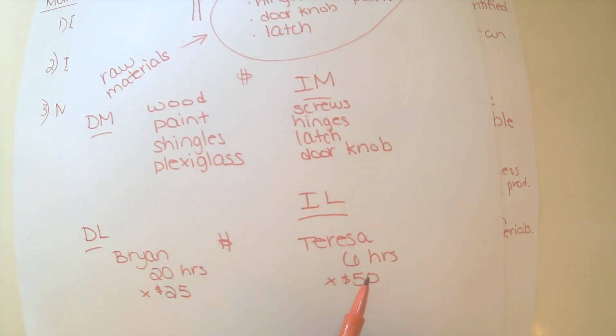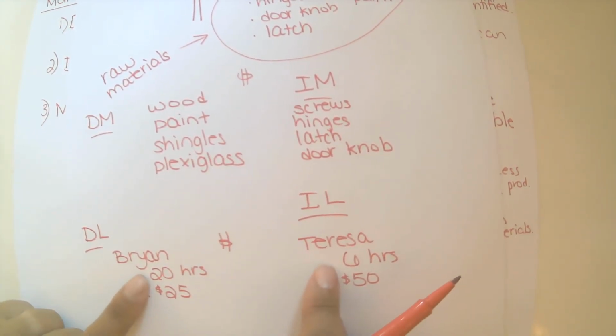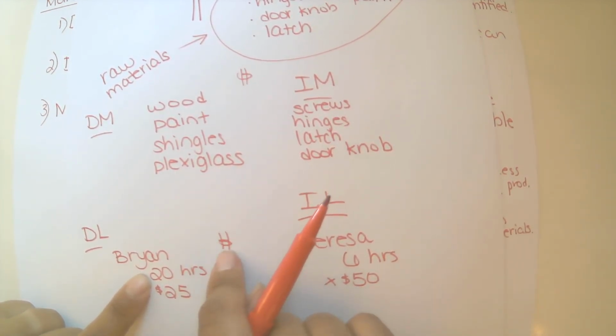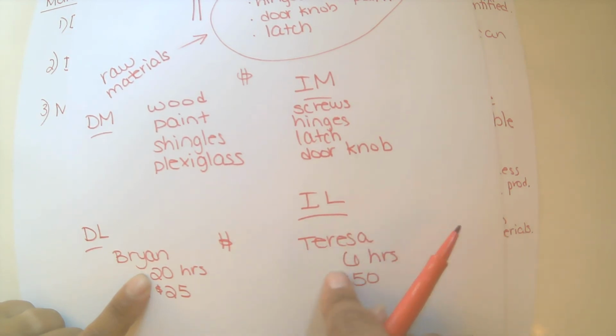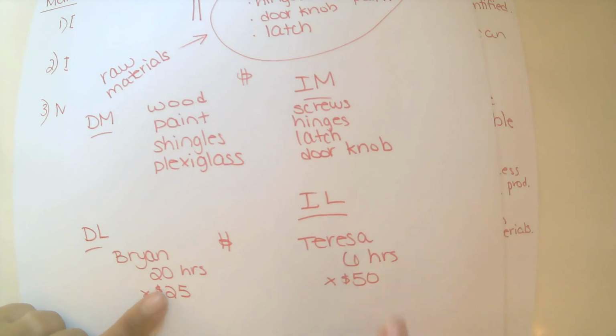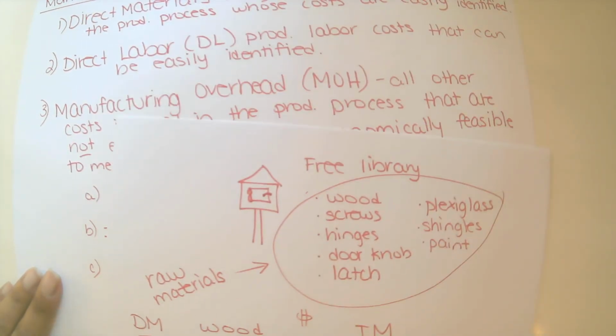The difference between the two, only one of these people is actually touching the materials, right? He's touching it and crafting it and cutting it and molding it, and I'm just kind of standing over his shoulder and supervising. So that's the difference between direct and indirect. All right, and now we go on to Mo.